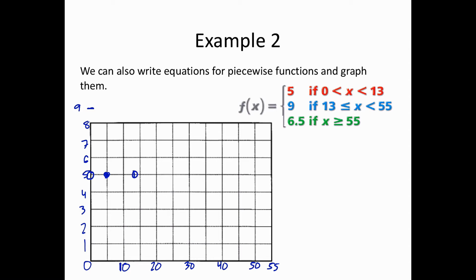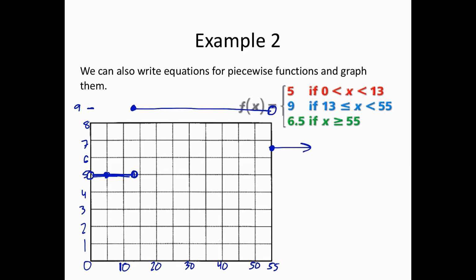So I'm going to put an open circle there because everywhere in between, we're going to be at a height of 5. But once we hit 13, then we jump all the way up to 9. So we're going to put a closed dot up there. Now, it's going to be up at a height of 9 for quite some time, all the way over to 55. But once we get to 55, then it says it's going to jump down to 6.5. And so once at 55, it's going to jump to 6.5. And it says for everything greater than that, so it's going to go over this way.